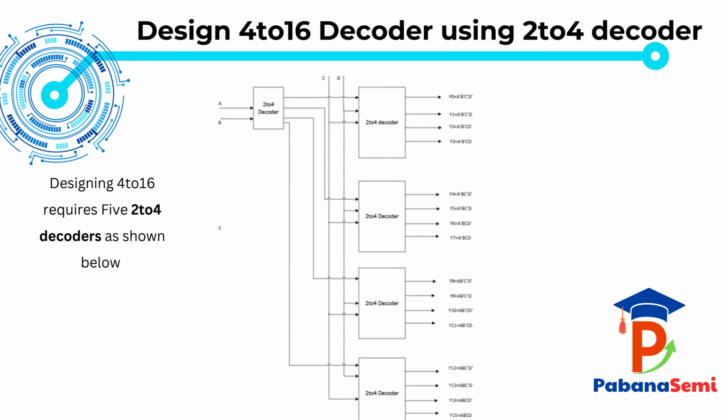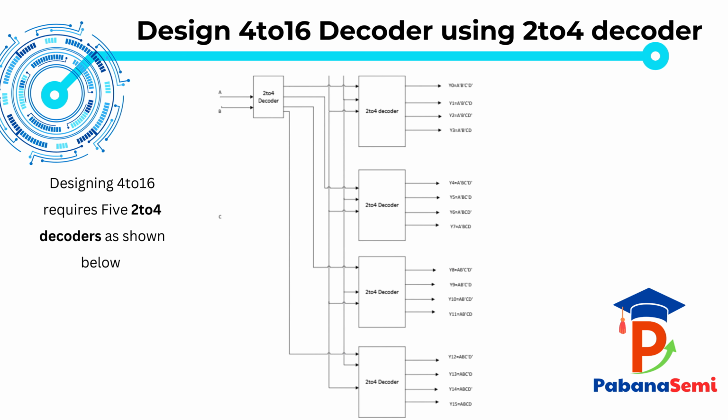Understand how to design a 4 to 16 decoder using 2 to 4 decoders. A 4 to 16 decoder has 4 inputs, A, B, C, and D, and 16 outputs, Y0 to Y15. Instead of implementing 16 4-input AND gates directly, we use a hierarchical decoder structure, which is cleaner and scalable. First, we take the two most significant inputs, A and B, and feed them into a 2 to 4 decoder. This block generates 4 enable lines, and only one of these enable lines becomes active depending on the value of AB.